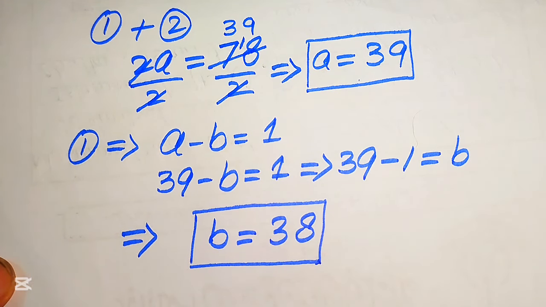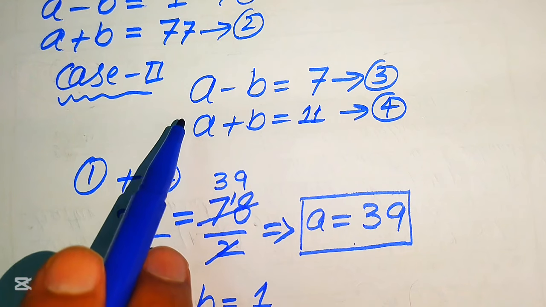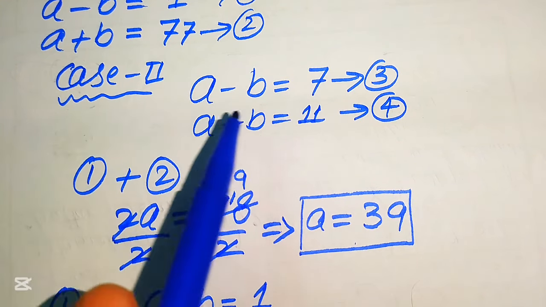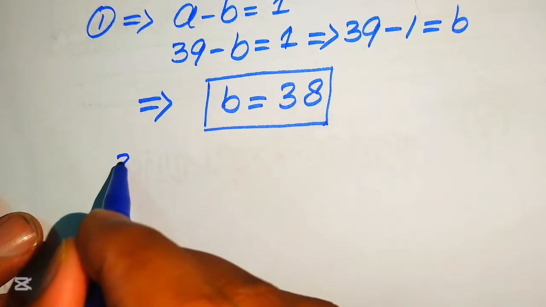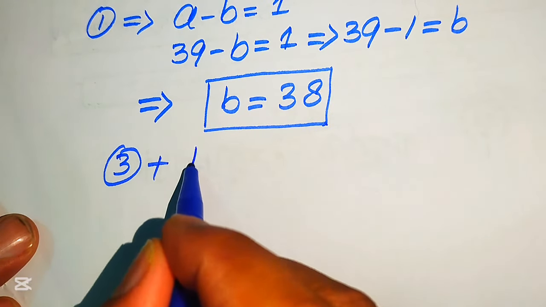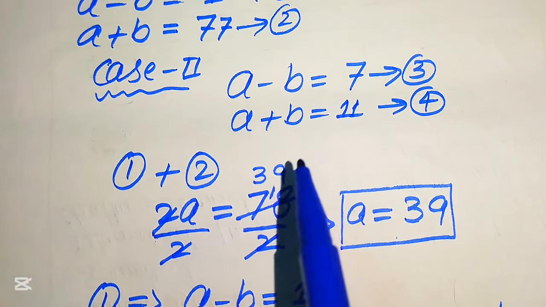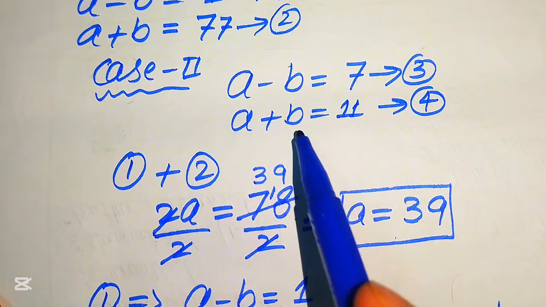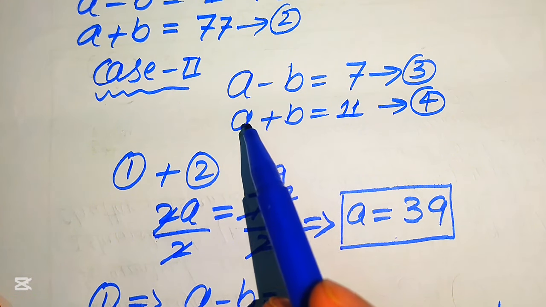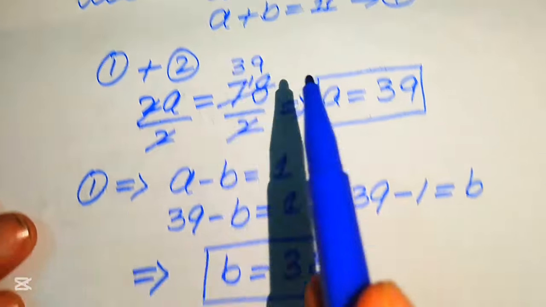Now we move forward to case number 2, and here we again get the values of a and b. From case number 2, we add equation number 3 and equation number 4. When we add these two equations, negative b and positive b cancel each other out, and we get a plus a becomes 2a, and 7 plus 11 becomes 18.